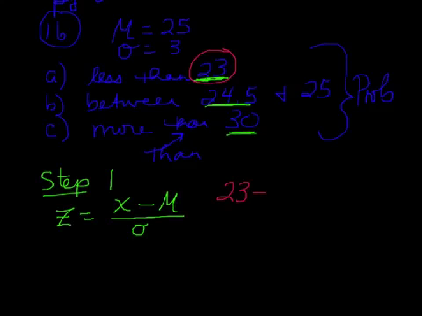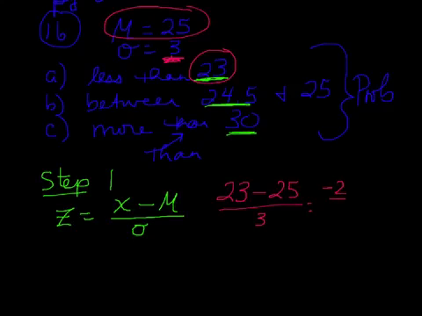So it's 23 minus the mean, which is 25. And then the standard deviation is 3, so that goes on the bottom. You do that in your calculator, and you get negative 2/3. Now remember, that's the other thing, in case you were absent: z-score, we always write in hundredths. That means 2 decimal places.